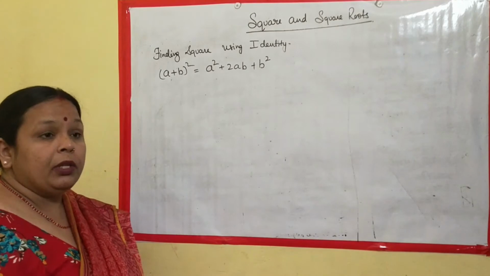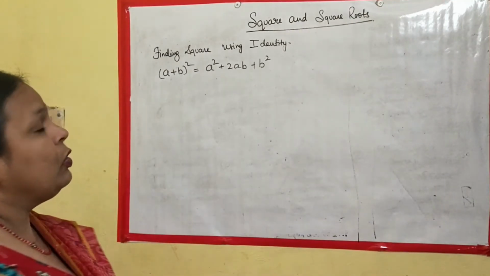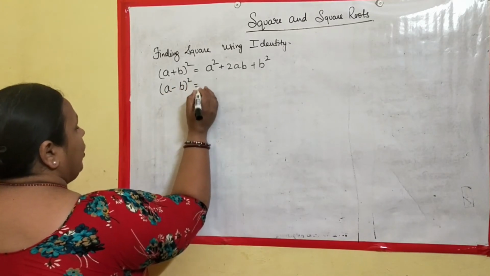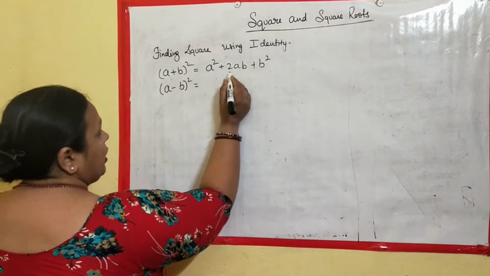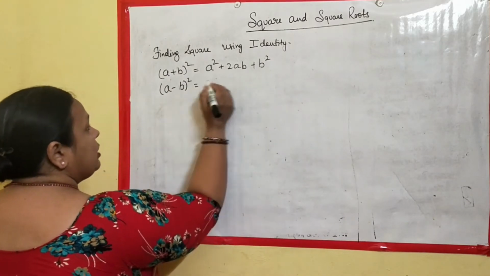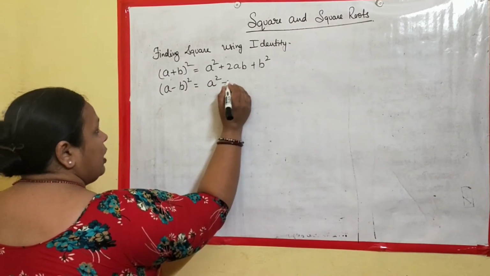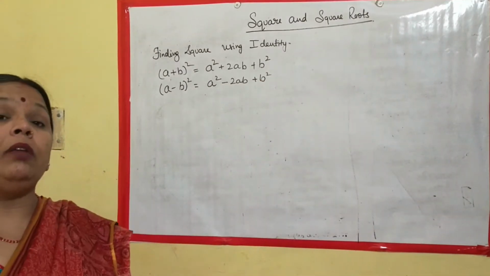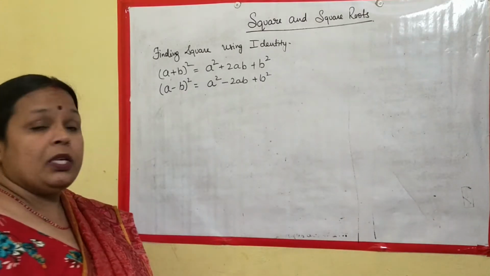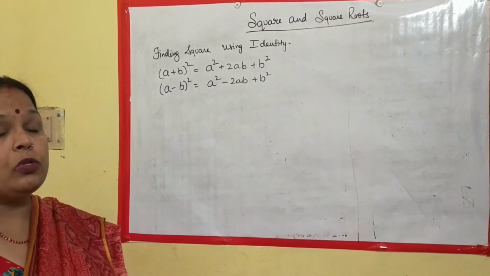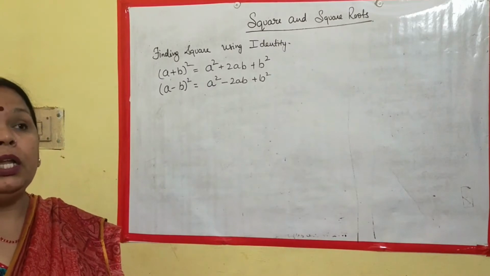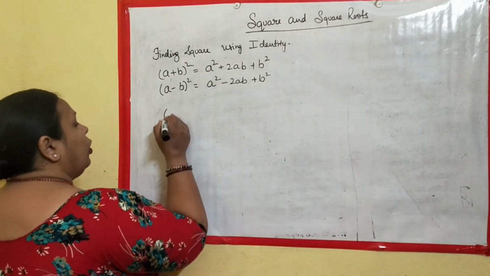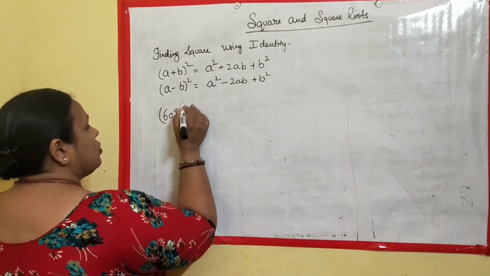The identity method: we have (a plus b) whole square and (a minus b) whole square. We already know (a plus b) whole square is a square plus 2ab plus b square. (a minus b) whole square is a square minus 2ab plus b square. Now you will be thinking, can we solve all the problems using (a plus b) whole square and (a minus b) whole square? It depends on how you can arrange a number. Like if we take an example of 609 whole square.